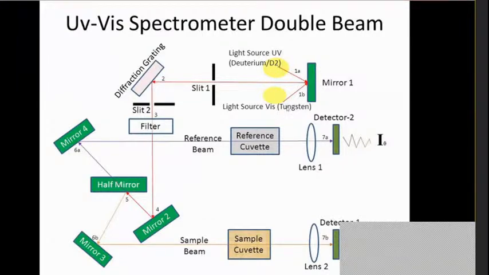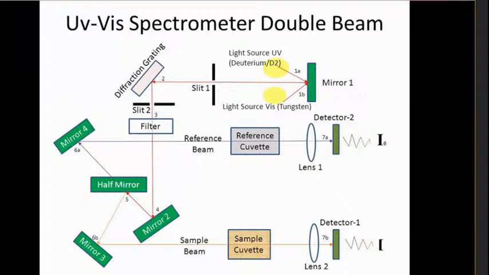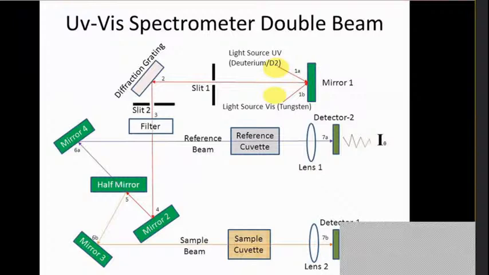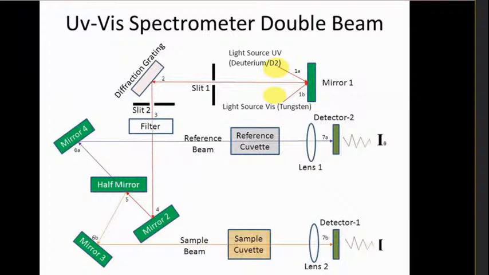The light sources are a D2 lamp and a tungsten lamp. The deuterium lamp is called the D2 lamp. This D2 lamp helps us detect molecules under the 400 nanometer wavelength, and we can change the light for visible and UV. The D2 lamp means you observe the UV compounds. Below 400 nanometer is the UV wavelength, recognized by the D2 lamp, the deuterium lamp.